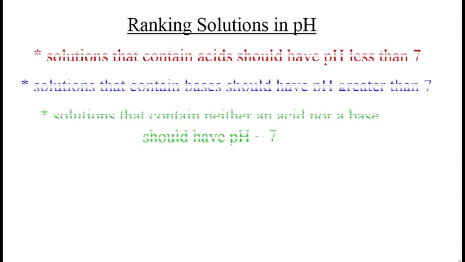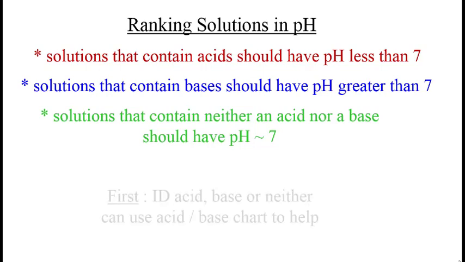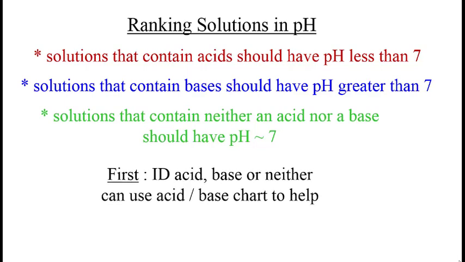We know that solutions that contain acids should have a pH of less than 7. Solutions that contain bases should have a pH of greater than 7. Solutions that contain neither an acid nor a base would be neutral with a pH of around 7. So our first task will always be to identify the type of solution we have, acidic, basic, or neither. Remember that the acid-base chart can help.